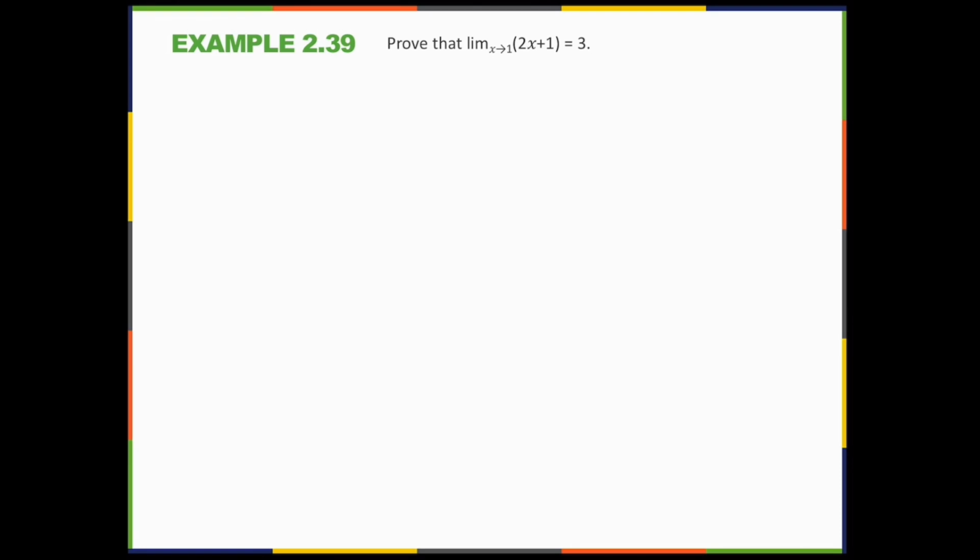So let's look at our first proof that the limit as x approaches 1 of the linear function 2x + 1 is equal to 3. If we follow the template to make things easier, in the first step we assume that epsilon is greater than 0. And then in step 2, we do our scratch work so that we can find delta.